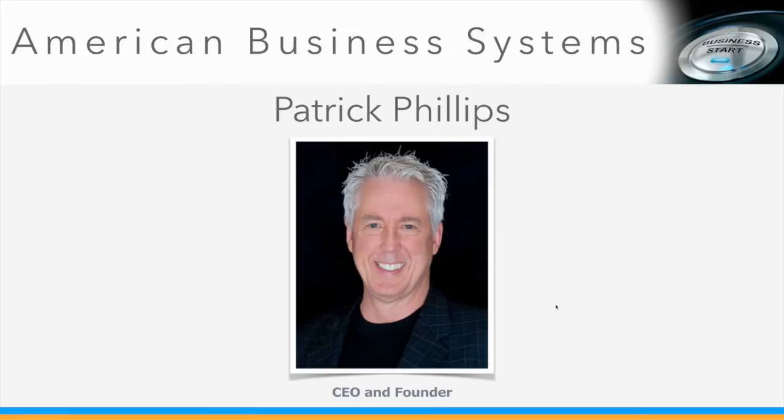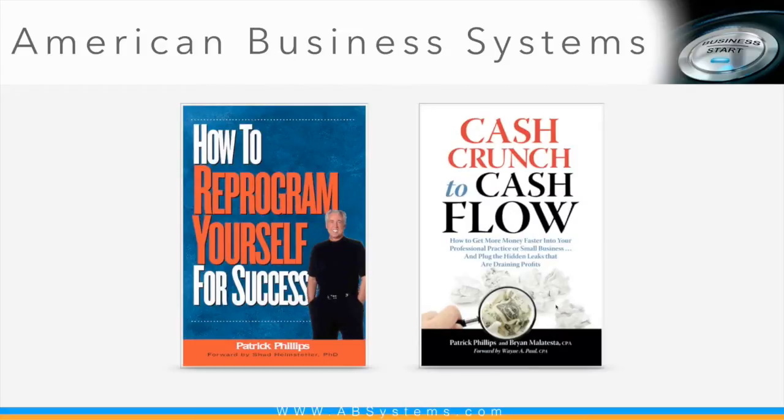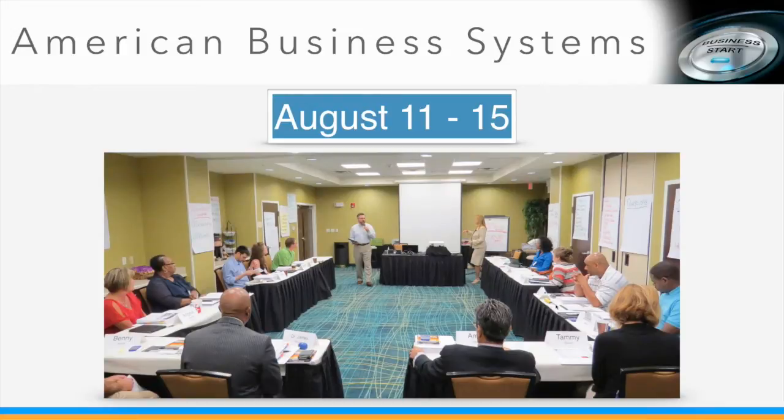Let me introduce you again to our CEO and founder of American Business Systems, Patrick Phillips. He is not only the founder and CEO, but he's actually an author, has written a few books and is in the process of writing another. The two that you see here on the screen can actually be purchased at Amazon.com: How to Reprogram Yourself for Success, and the Cash Crunch to Cash Flow book that you see on the right.